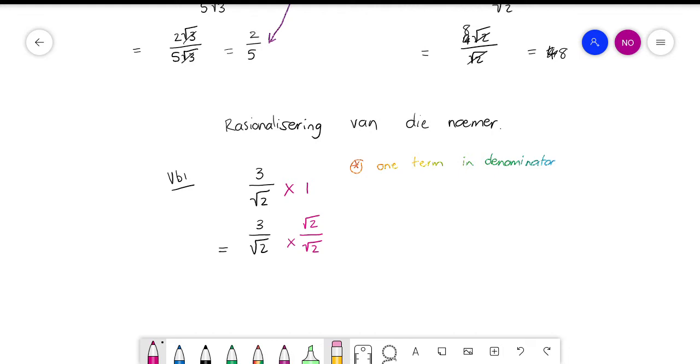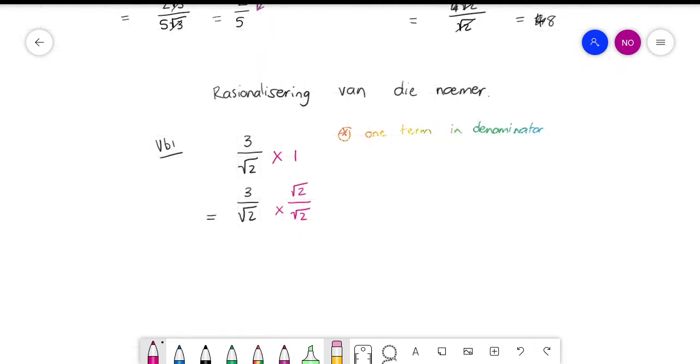Okay. And now I'm going to say, what is 3 times root 2? 3 root 2, right? Do you guys agree? 3 times root 2 is 3 root 2. And at the bottom, I have the square root of 2 times the square root of 2, which is what?